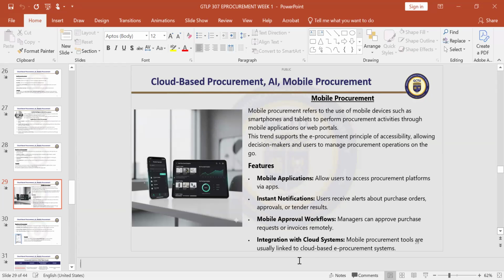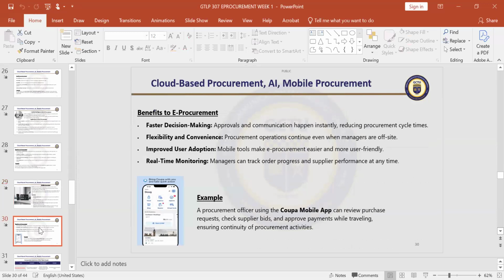Mobile procurement tools are usually linked to cloud-based e-procurement systems. So you can log into Ganep's app on your phone, wherever you are. Just that sometimes the interface, depending on the phone that you are using, tends to be small. Sometimes where you have to upload or download something, you have to navigate, unlike laptop or desktop, that will be easy for you to identify.